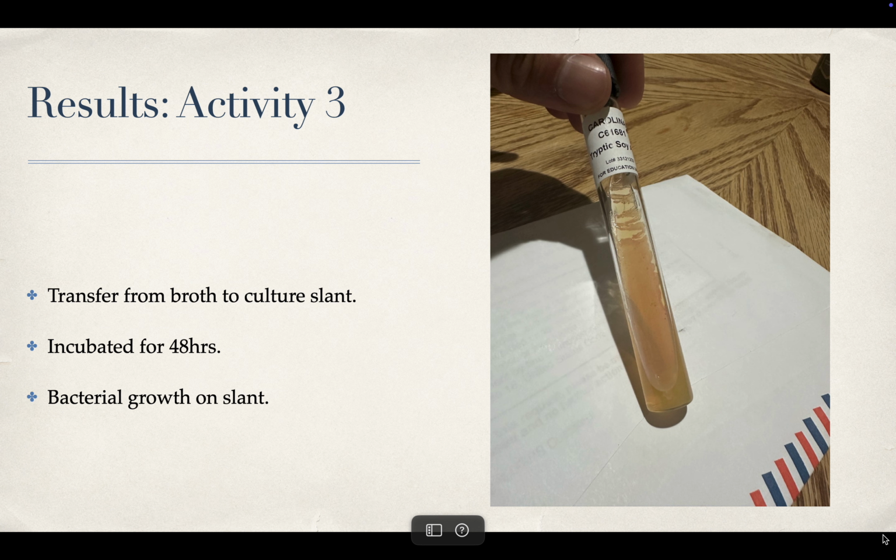These are my results from activity number 3. Transfer from broth to culture slant, incubated for 48 hours. Bacterial growth is noted on the slant as the image on the right demonstrates red streaks.